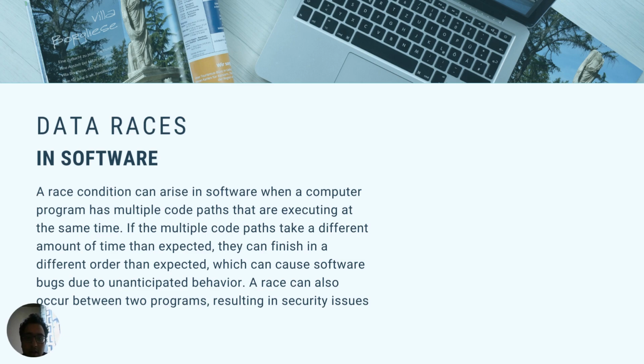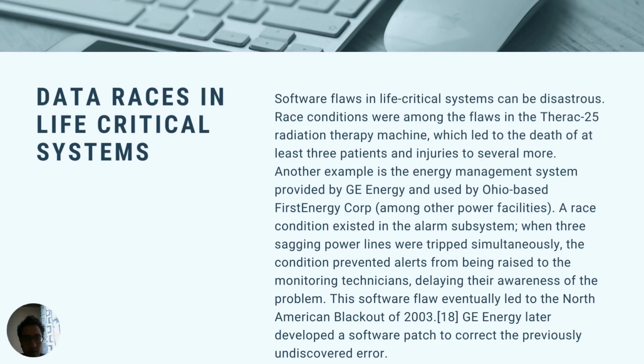So, coming to the next slide, data races in critical systems. Software flaws in life-critical systems can be disastrous. Race conditions were among the flaws in the Therac-25 radiation therapy machine, which also led to the death of at least three patients and injuries to several more.